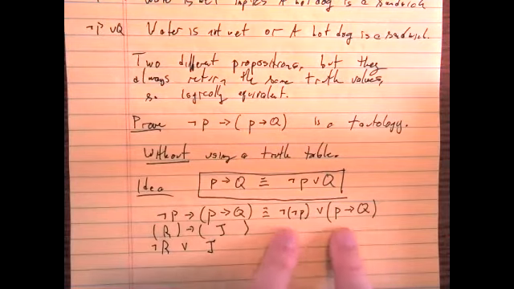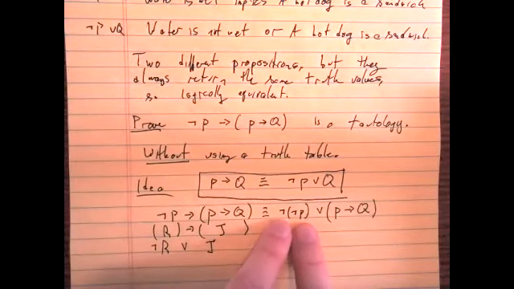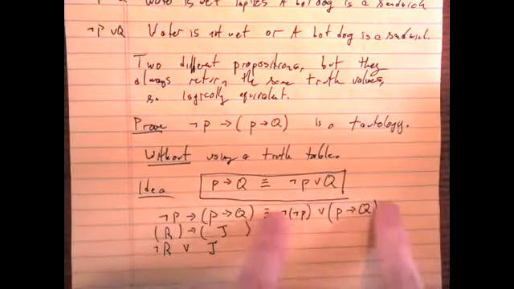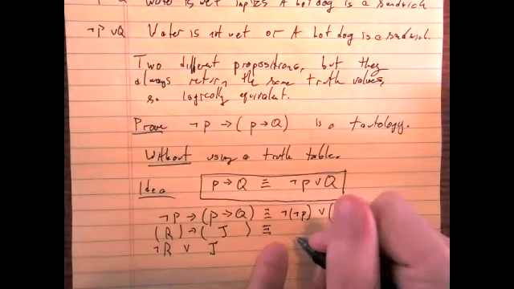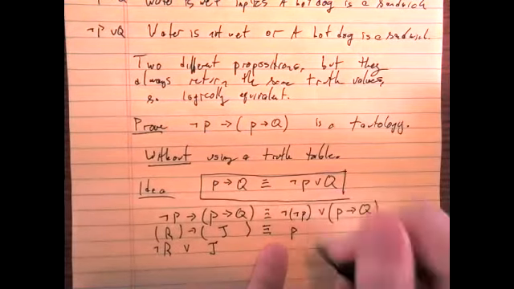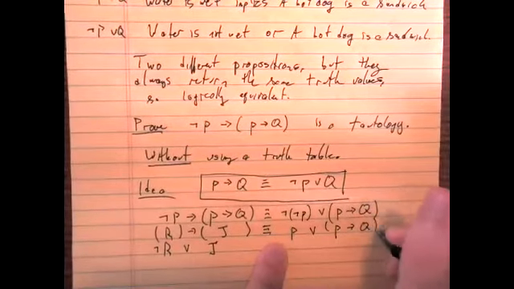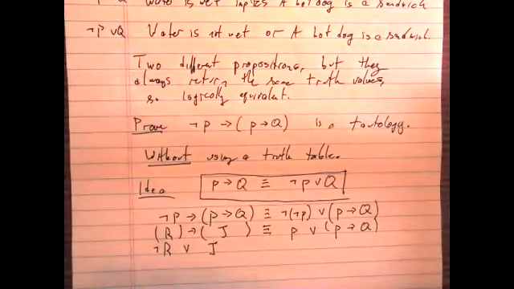Great. And now I can simplify. For instance, what's not not P? That's just P, exactly. So this proposition right here is logically equivalent to P or P implies Q. Are y'all with me so far? I did this example too early. I should have done it later, but hopefully y'all can still follow what I'm trying to do here.